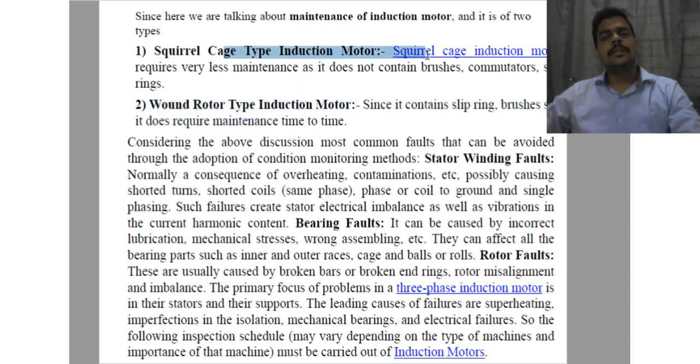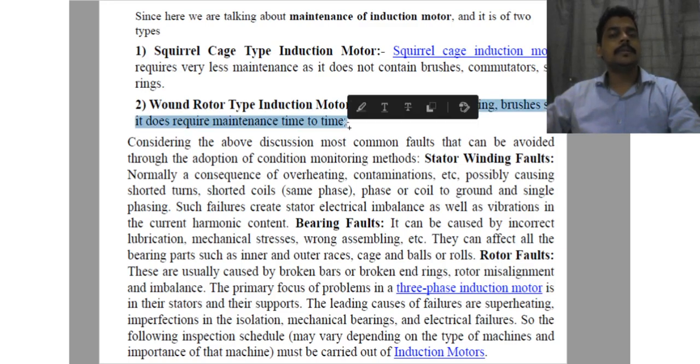Now, the squirrel cage induction motor requires very little maintenance as it does not contain brushes, commutators, or slip rings. So that is advantageous. And the wound type rotor, since it contains slip rings and brushes, does require maintenance from time to time. So this is the difference between the squirrel cage induction motor and the wound type induction motor.